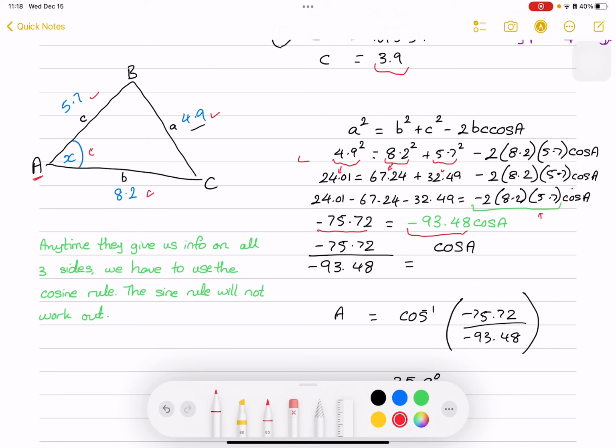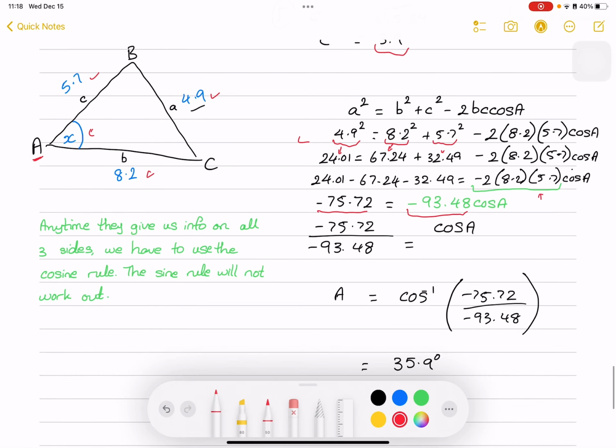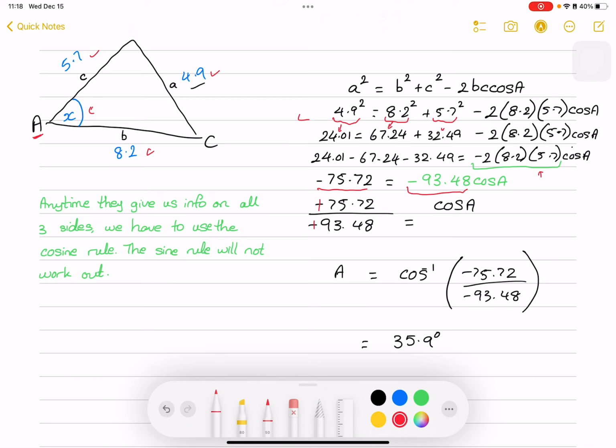And if you don't want to include the negative signs, all you have to do, remember, when two negatives either multiply or divide, they become positive. So you can actually just do this as 75.72 over 93.48. It would not make a difference. So when you're trying to find the angle, we need to take the inverse. So we say cos inverse of 75.72 over 93.48. When I put this into my calculator, I got 35.9 degrees, and that will equal my x.